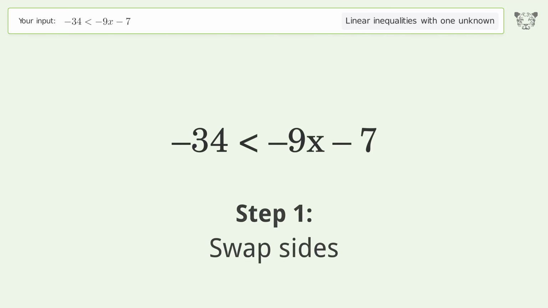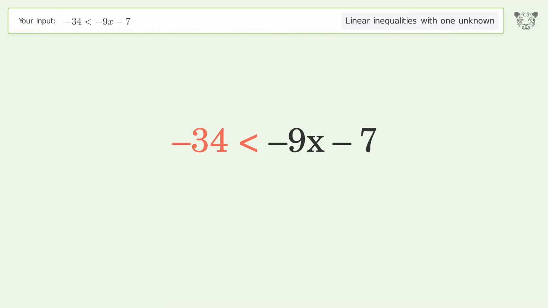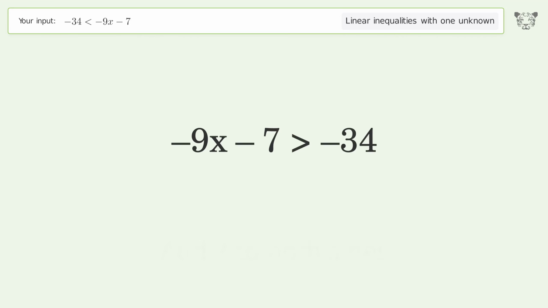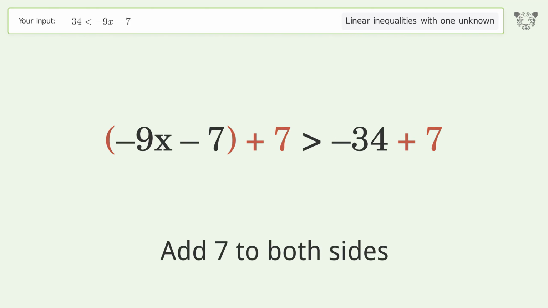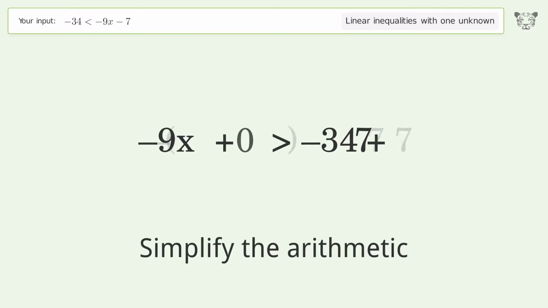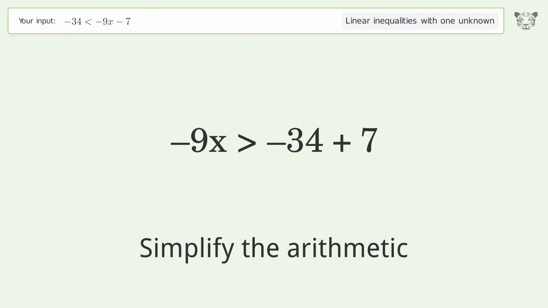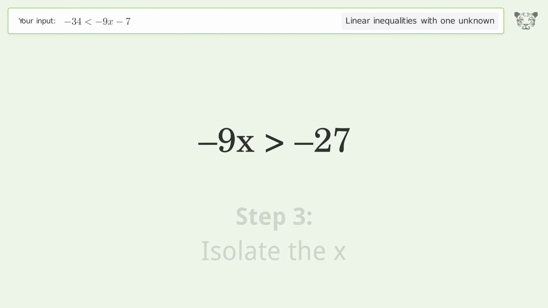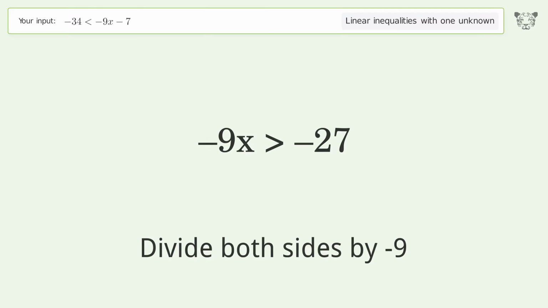Swap sides. Group all constants on the right side of the inequality. Add 7 to both sides. Simplify the arithmetic. Isolate the x. Divide both sides by -9.